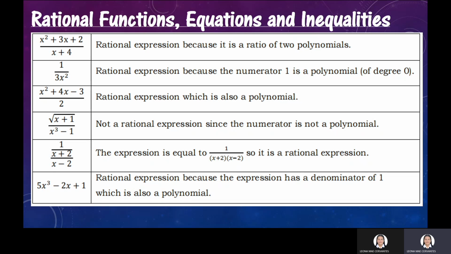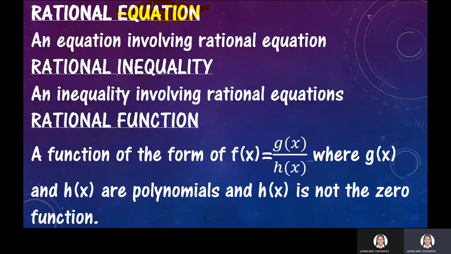Next, 1 over x plus 2 over x minus 2. The expression is equal to 1 over x plus 2 times x minus 2, so it is a rational expression. Next, 5x cubed minus 2x plus 1 is a rational expression because the expression has a denominator of 1, which is also a polynomial.